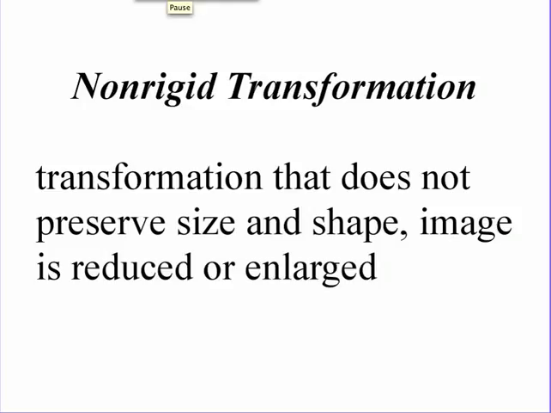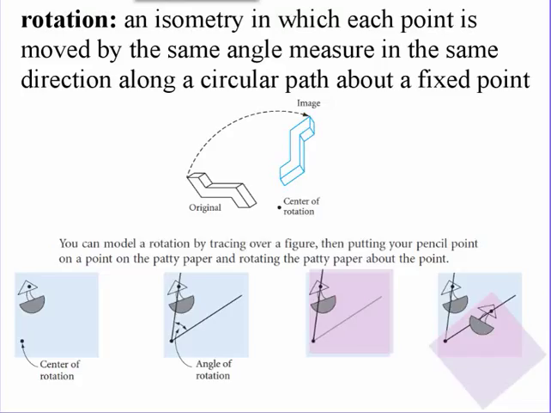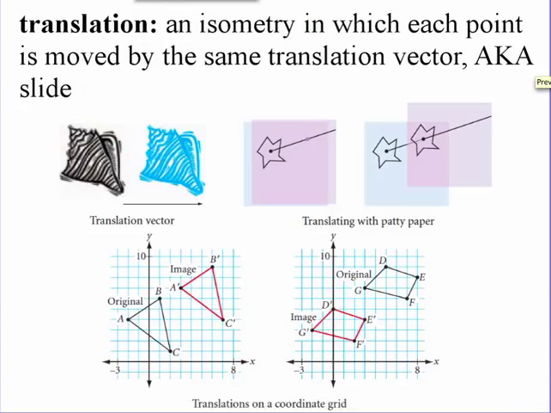Okay, so now we're going to look at a translation. So first of all, a translation is an isometry in which each point is moved by the same translation vector. Okay. We also call a translation a slide. So basically what you've done is you've slid the image in any direction.